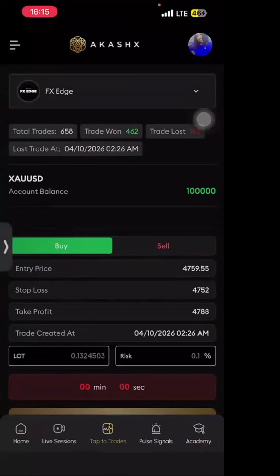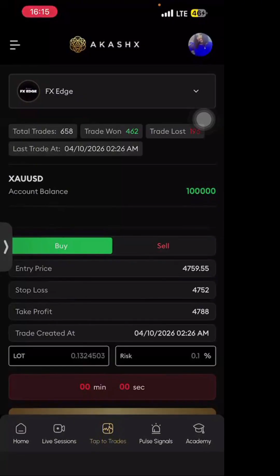You can see this particular indicator, FSH. He has called a total of 658 trades. Guess what? He has won over 400 trades and lost only 196 trades. In forex trading, anybody that tells you that you cannot lose, that person is lying. In fact, run away from that person. You will definitely lose. But the only good thing there is, are you making more money than you're losing?